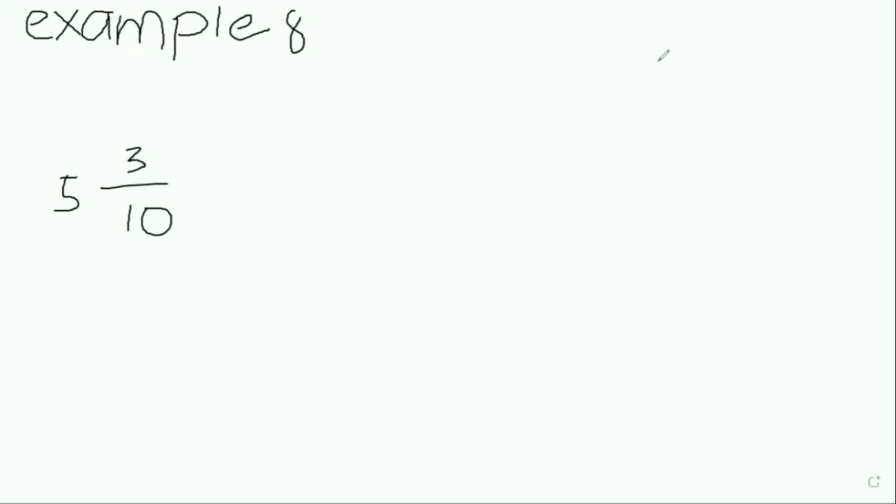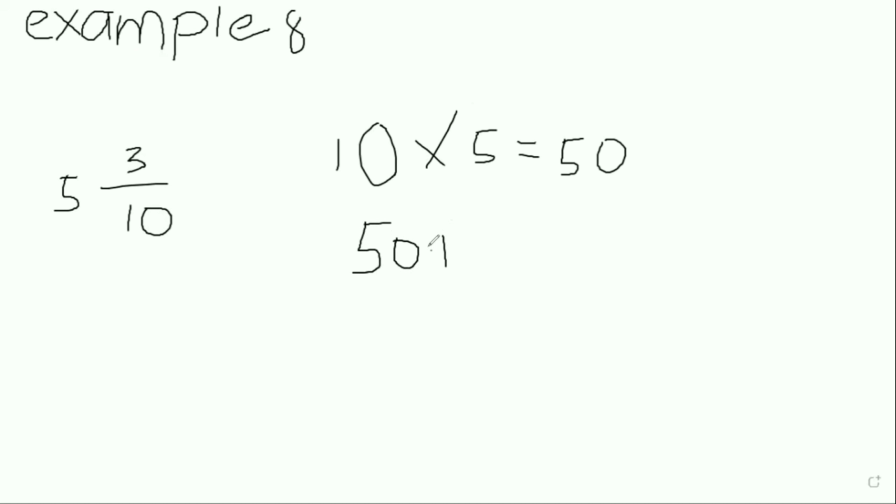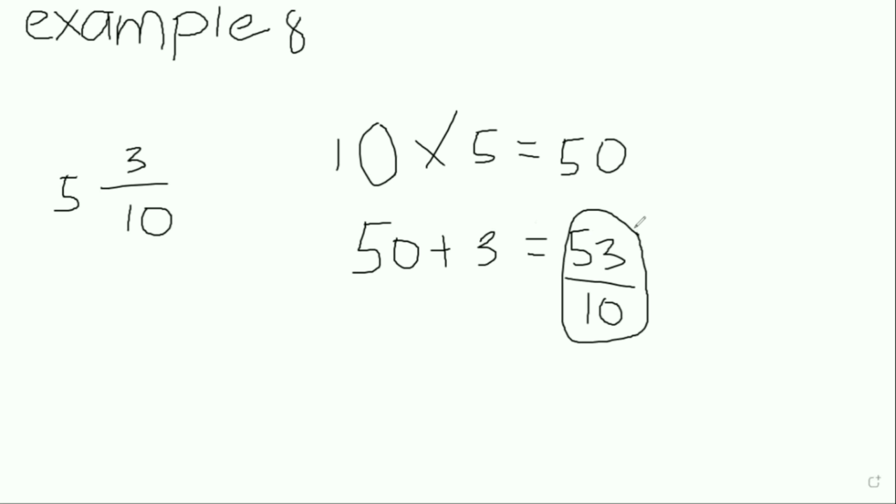Our eighth example is 5 and 3/10. So 10 times 5 equals 50. And then let's add 50 and 3. The answer is 53. And then let's copy the denominator 10. So our final answer is 53/10.